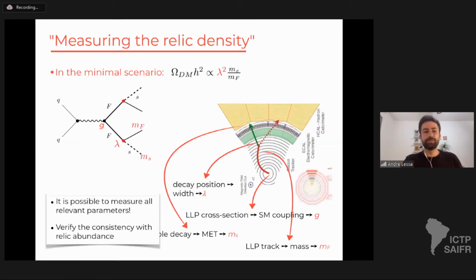And then we could, in principle, measure the relic abundance if we take this model seriously.